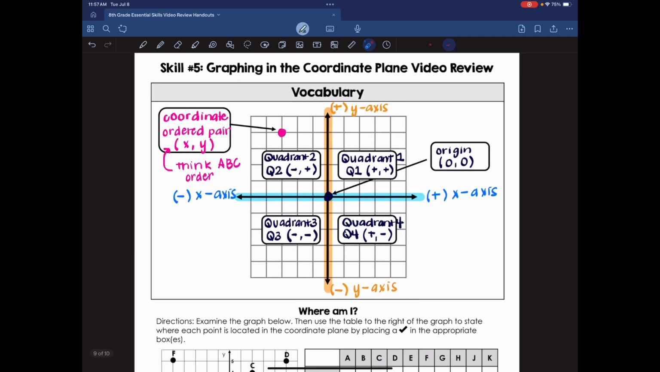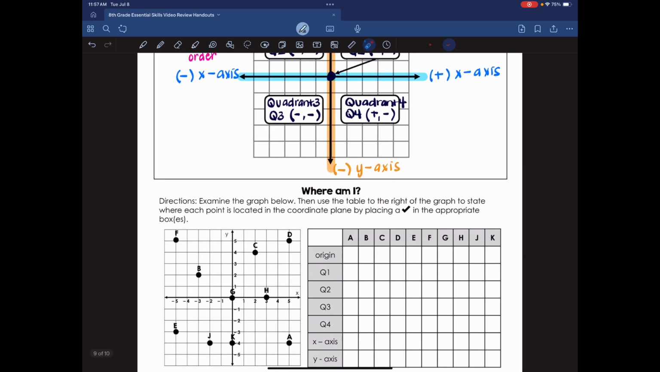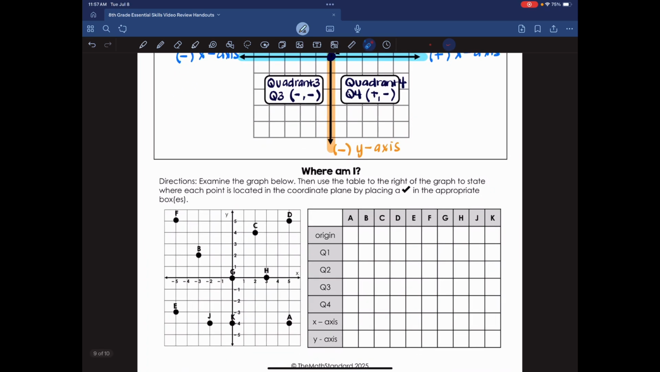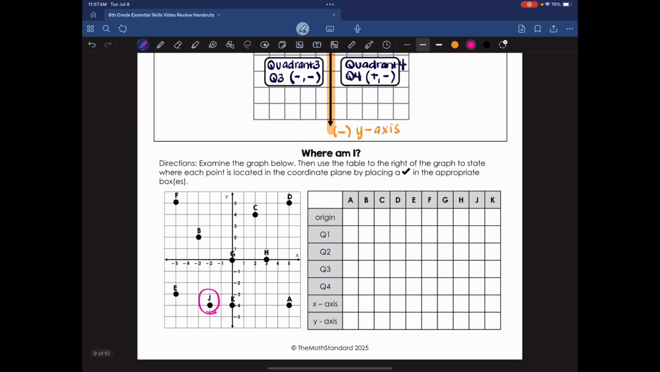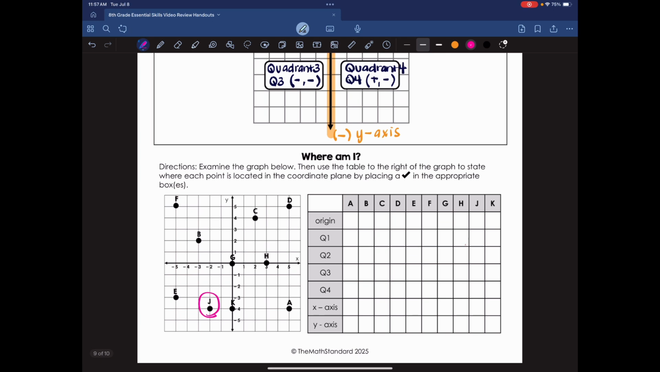For today's practice, the prompt is, where am I? It says, examine the graph below, then use the table to the right of the graph to state where each point is located in the coordinate plane by placing a check in the appropriate box or boxes. If we do one quick one together, let's say we pick point J. Point J, if I look back at my notes, looks like it is located in quadrant 3.